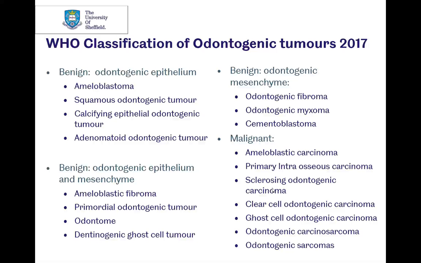This, you'll be glad to know, is a little bit simpler than the last WHO classification in 2015. But where these have come from odontogenic epithelium, those which have come from a combination of odontogenic epithelium and mesenchyme, and those which are benign and have arisen from odontogenic mesenchyme alone. And then lastly, there's that list of odontogenic malignancies.